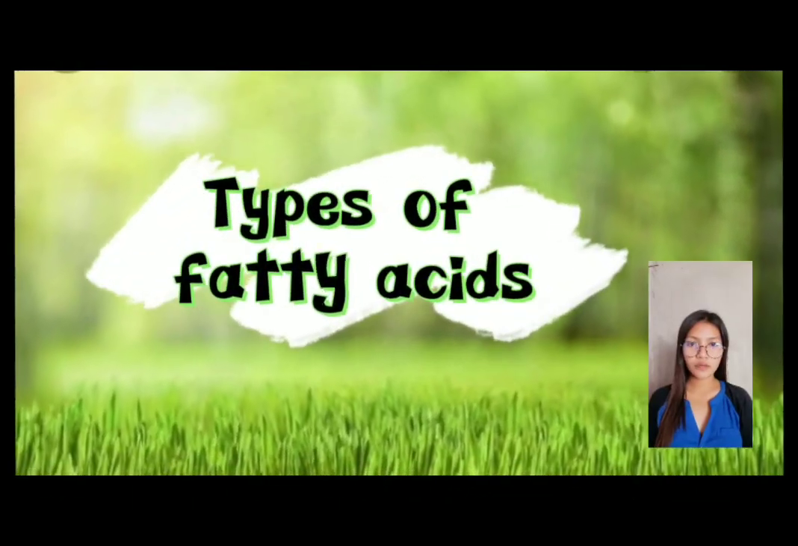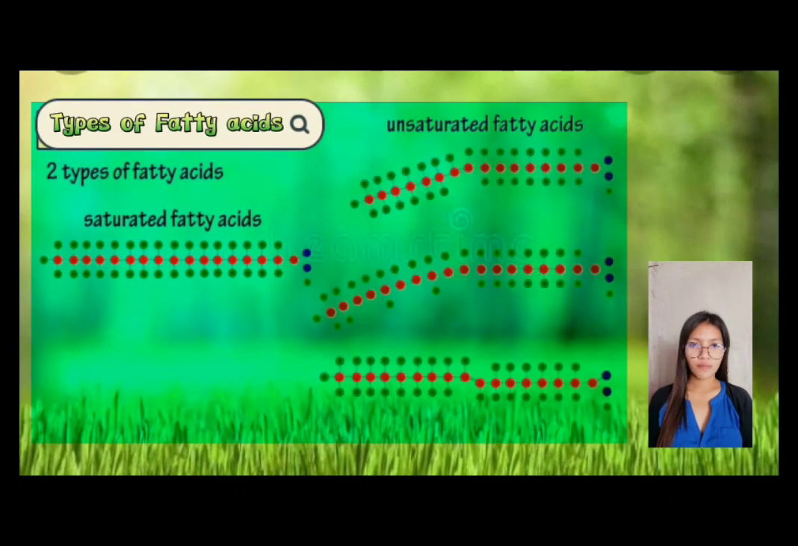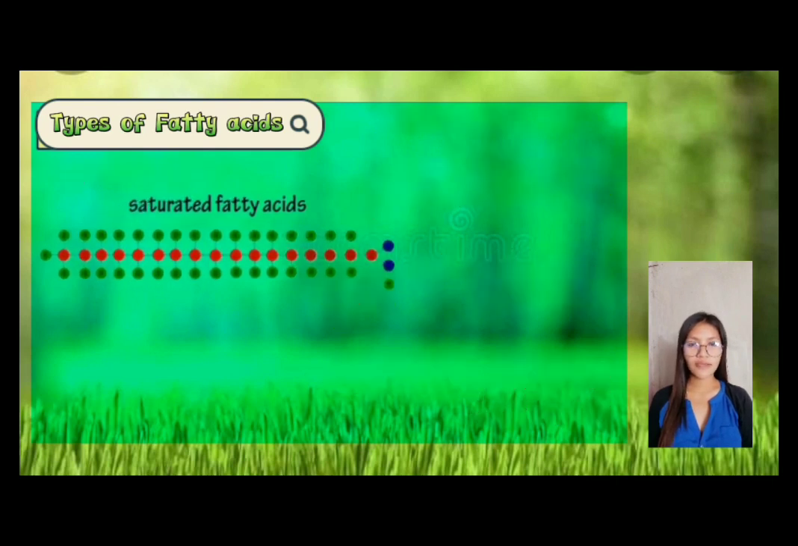Today I'm going to discuss the types of fatty acids. There are two types of fatty acids, saturated and unsaturated fatty acids, which includes monounsaturated, polyunsaturated, and trans fatty acids.